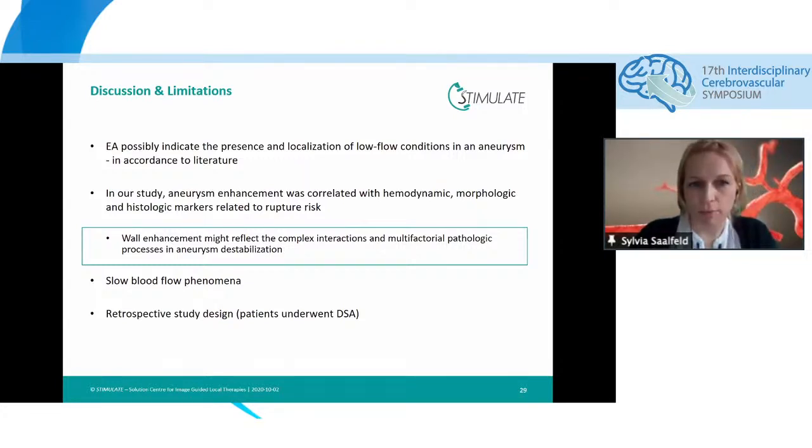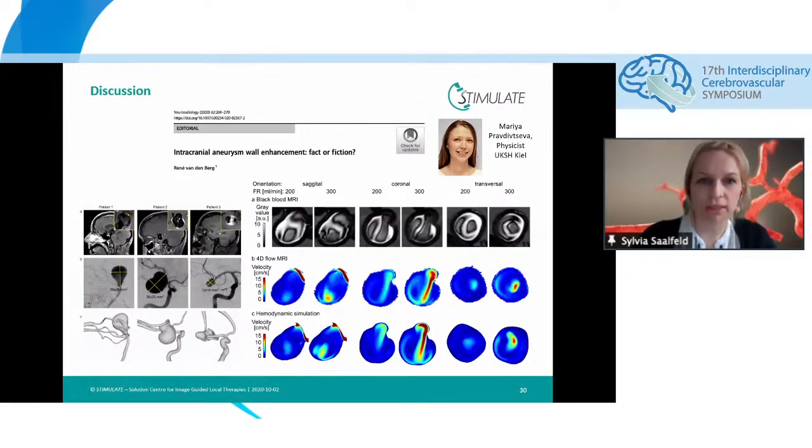And regarding the slow blood flow phenomena, I also want to show some early results, which is a project which is also supervised by my colleague, Dr. Berg, together with the University Hospital in Kiel. There was a physicist, and she's also analyzing this slow blood flow in more detail. And the experiment is really great. From my point of view, they just analyzed 3 different aneurysms, and then they created models. And now we can compare the models.